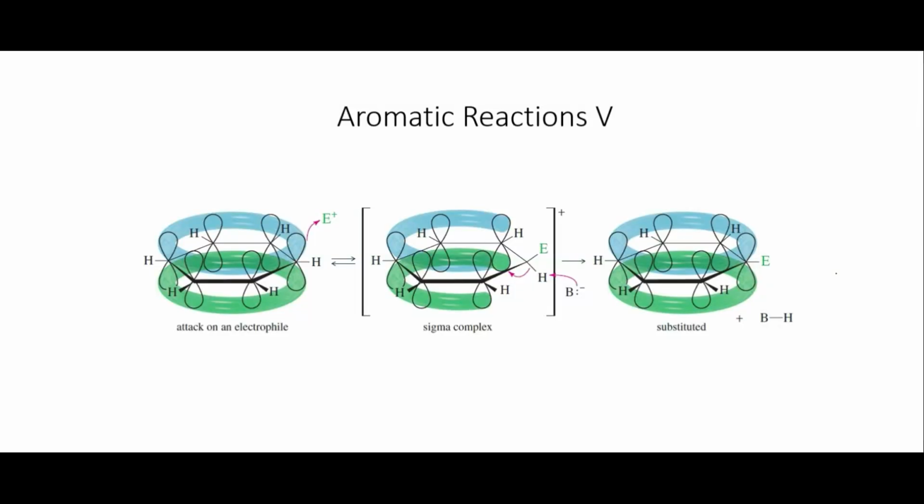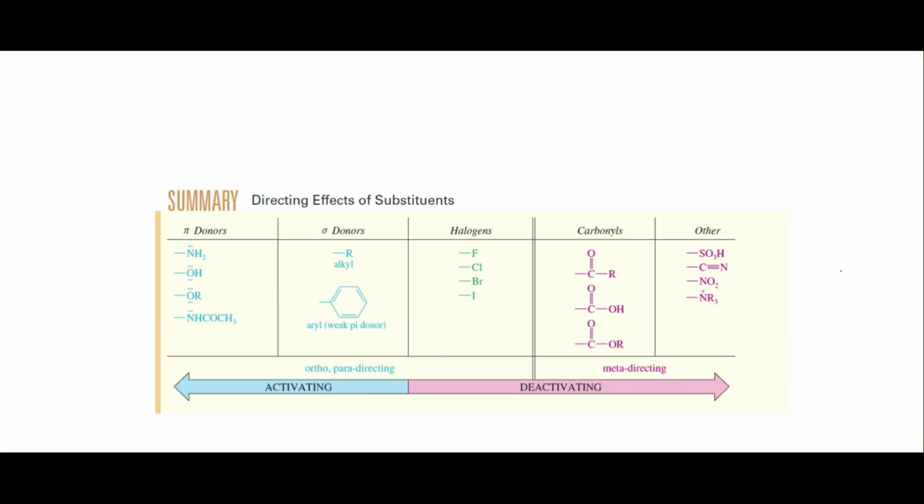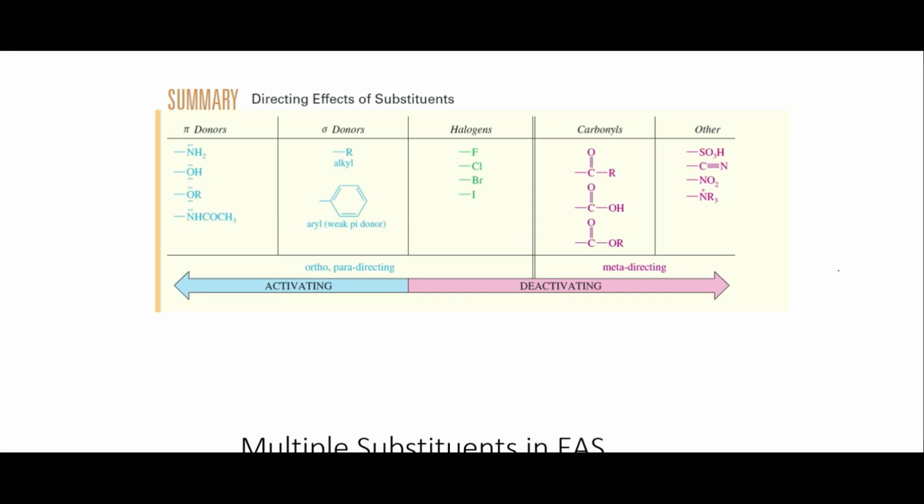In this video, we are going to continue looking at the effect of substituents on electrophilic aromatic substitution. In the previous few videos, we looked at each one of these types of substituents in isolation, where we saw that we can have activating ortho-para-directing substituents. These are electron donating groups, so we can have pi donors, which donate electron density through resonance. We can also have sigma donors, which donate electron density through inductive effects.